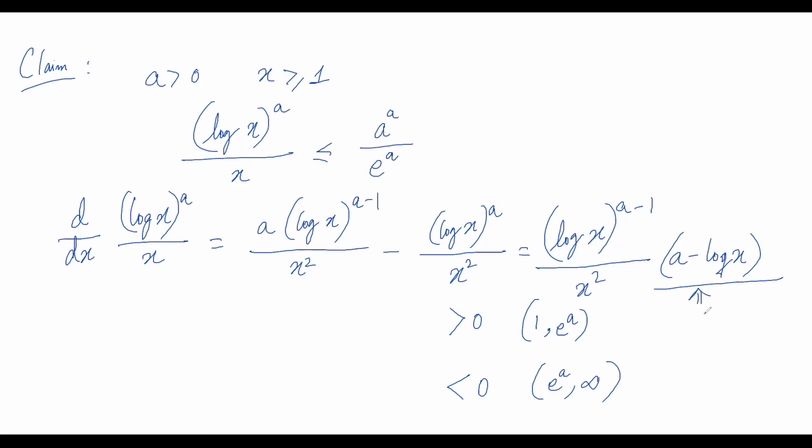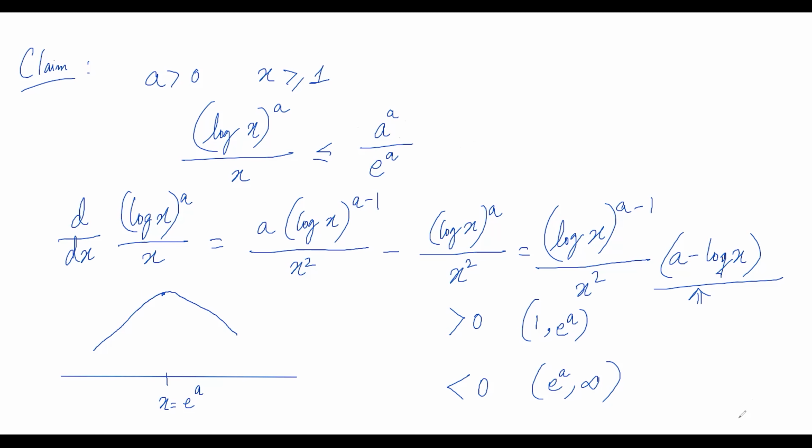So if we see the behavior of our function, at x equals e to the power a, it takes the maximum value. So it increases and takes the maximum value, and then again it decreases. And so its maximum value is at e to the power a. And so our claim is satisfied.